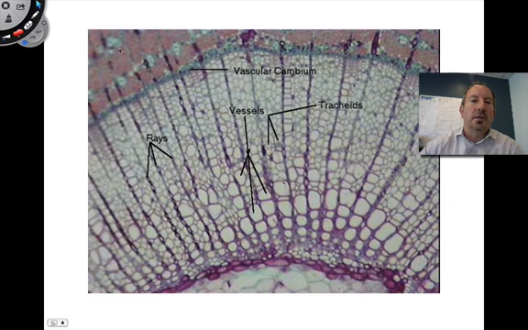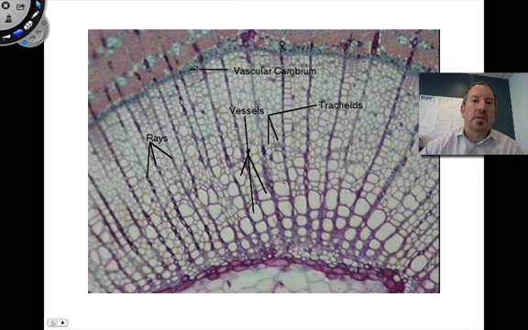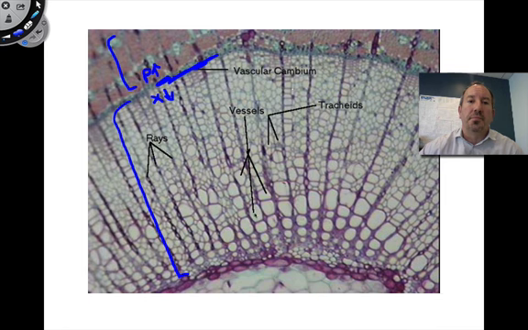And here's another cross section. Let me highlight it here in blue. So here are the C cells, the vascular cambium. These are the cells that are dividing, and when they divide, they make the xylem cells towards the inner part of the tree and the phloem towards the outside. So this is the phloem out here, and all of this is the xylem.